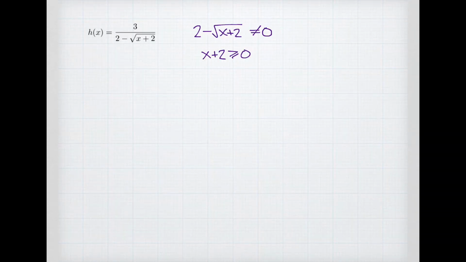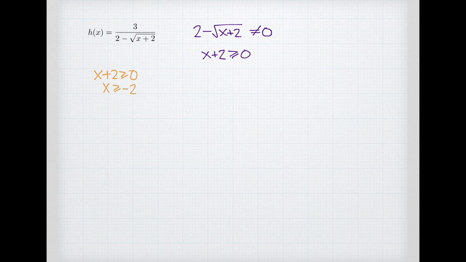Our third and final example was this function that had two issues. We were dividing, and so I had a requirement that I cannot divide by 0, and inside that denominator I had a square root, and so the input, x plus 2, has to be greater than or equal to 0. So as I solve these, I need to satisfy both restrictions. The inequality x plus 2 is greater than or equal to 0, we can solve by isolating our x. X plus 2 is greater than or equal to 0 means x is greater than or equal to negative 2.